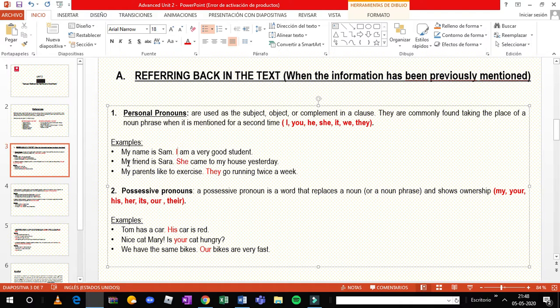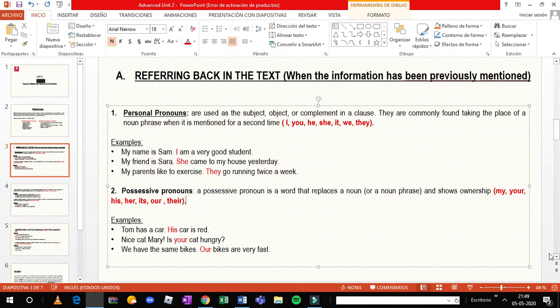Second example, my friend is Sarah. She came to my house yesterday. In this case, I know that she refers to Sarah. My parents like to exercise. They go running twice a week. In this case, they corresponds to my parents that were mentioned before.